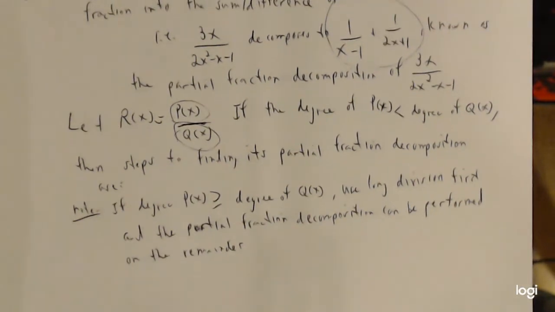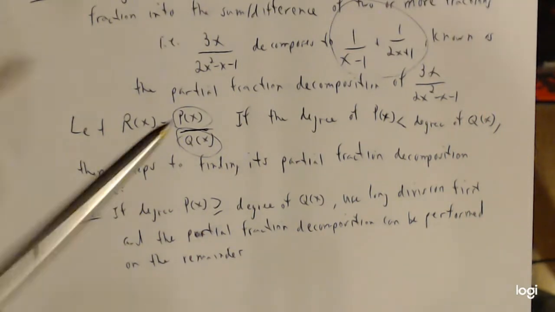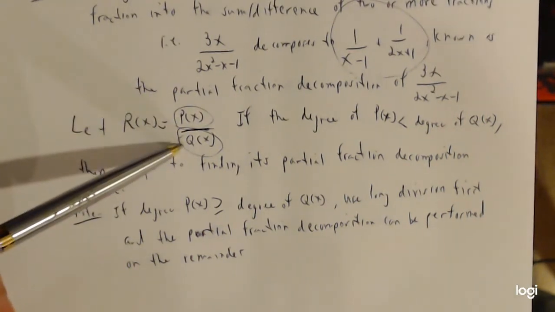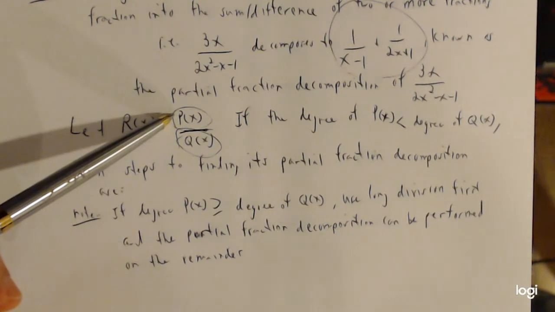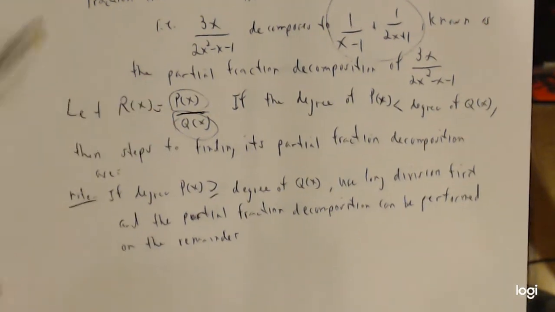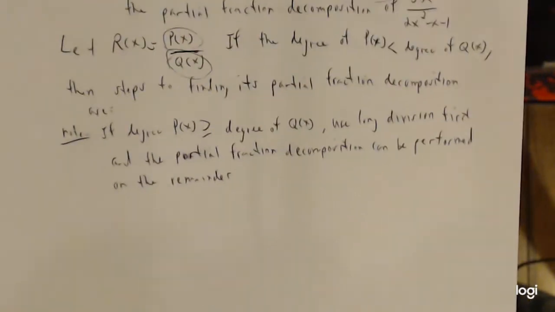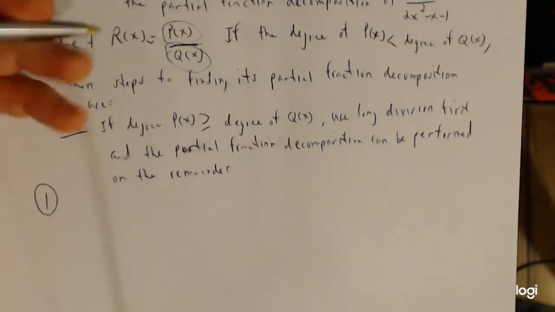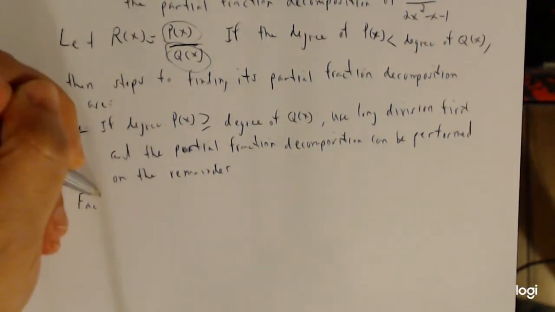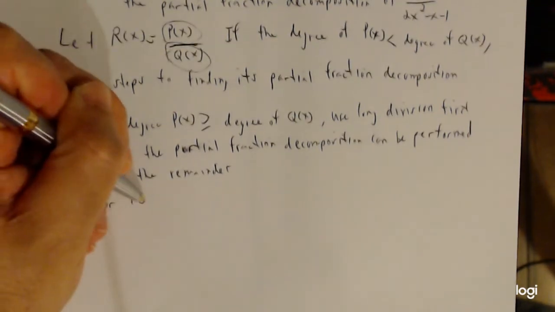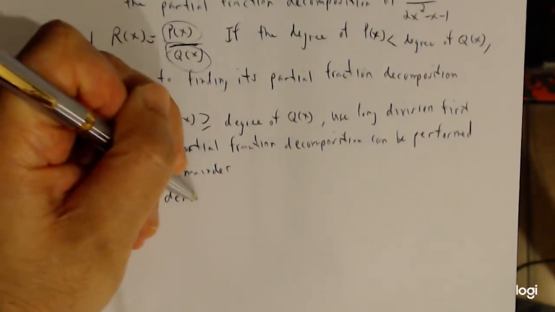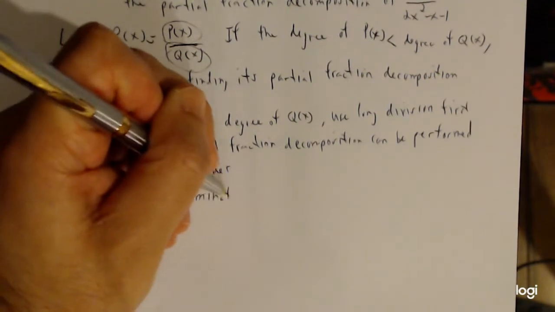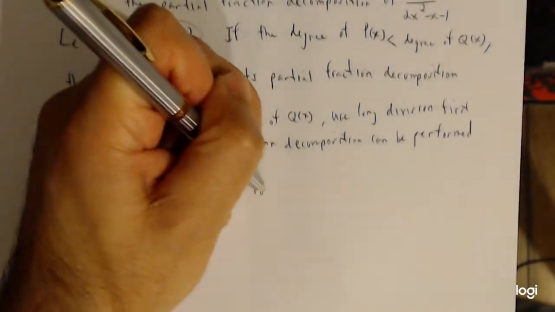But for now, what we're saying is, to perform partial fraction decomposition, I need to make sure that the degree of the denominator is greater than the degree of the numerator. Okay, so if that's the case, then I can perform partial fraction decomposition, and here are the steps. The first step is to factor the denominator completely.